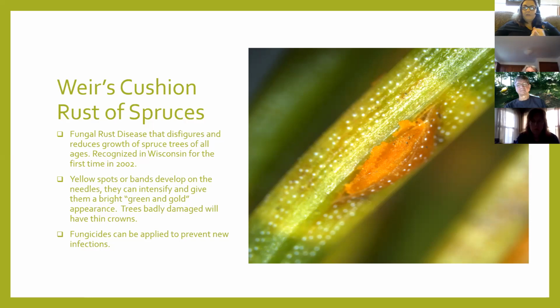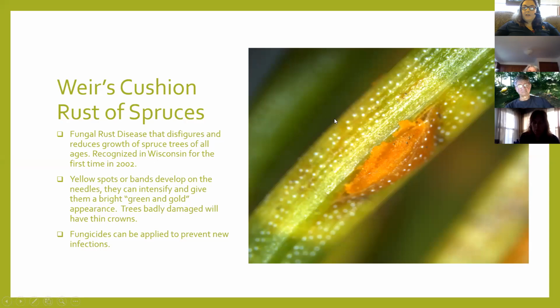So it starts off with yellow spots or bands developing on the needles. Those can intensify and give it a bright green and gold look. I know there are some evergreens out there that naturally have needles that turn from green to gold, but these are having that kind of split and they'll have this banded look. You can see here in this picture of this spruce that there's this distinctly yellow coloring.